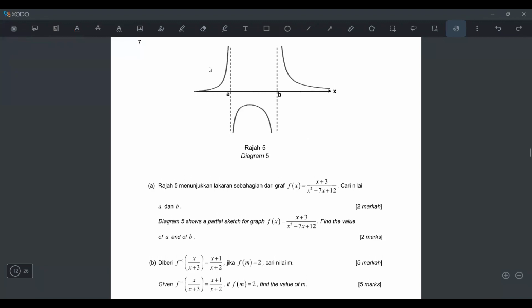I also don't know actually. I have to read the question first. Okay. So we have a very weird looking graph here, but it's fine. Let's read. Diagram 5 shows a partial sketch of this graph.